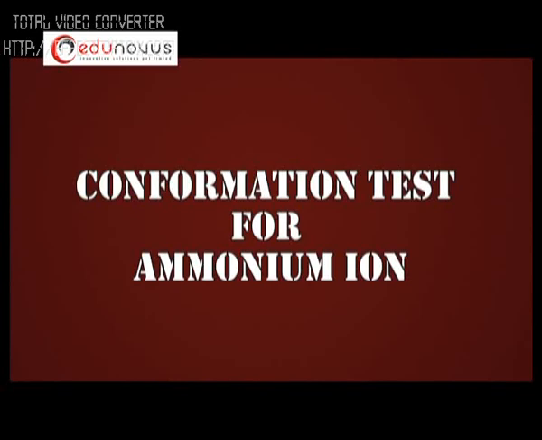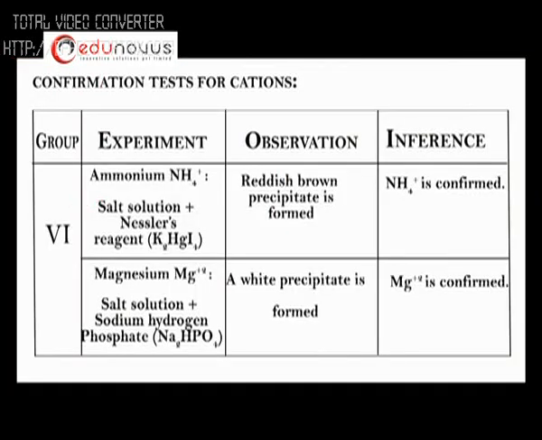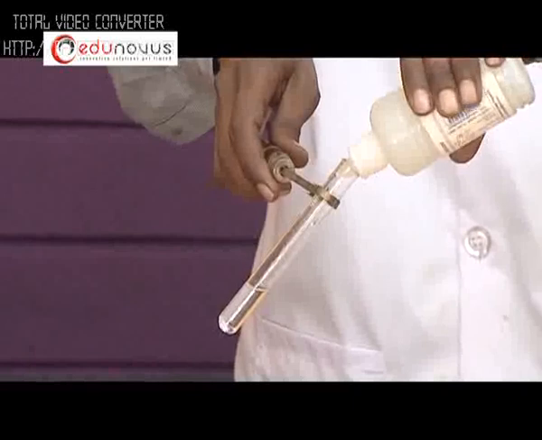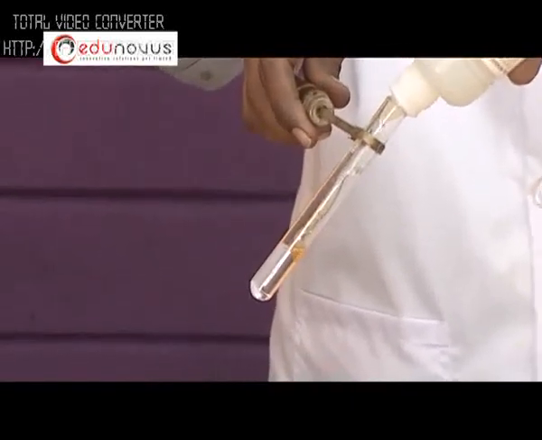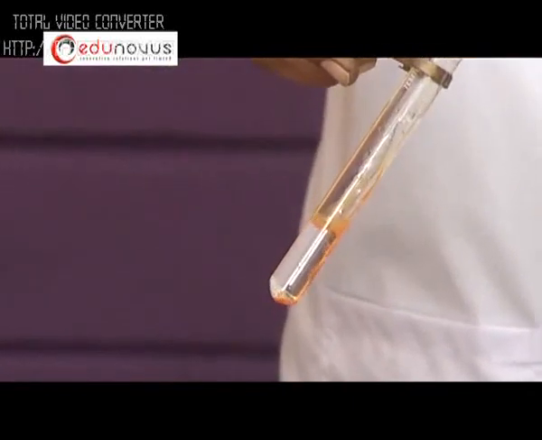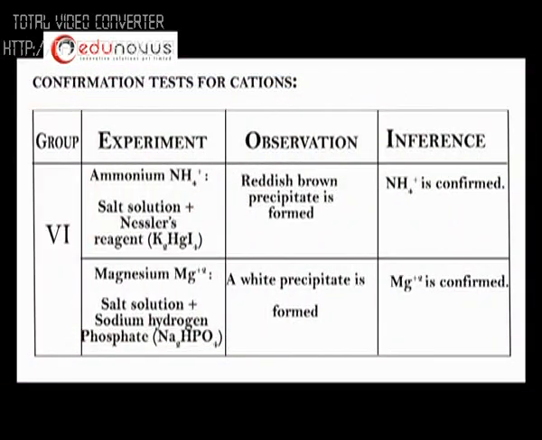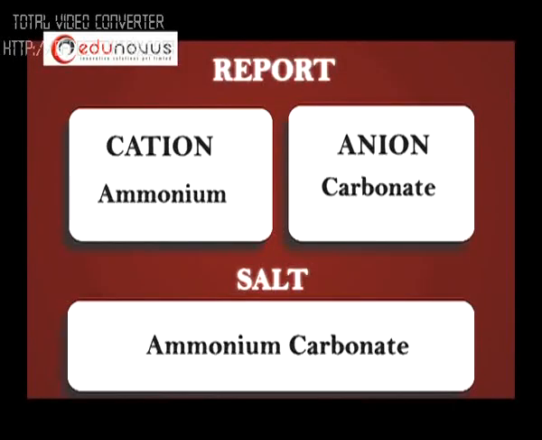Now, we perform the confirmation test for ammonium ion. Salt solution plus Nessler's reagent. To the salt solution, we add a few drops of Nessler's reagent. A reddish-brown precipitate is formed. Thus, ammonium ion is confirmed. The given salt contains ammonium cation.